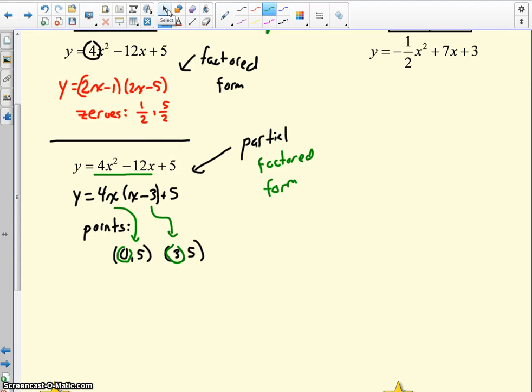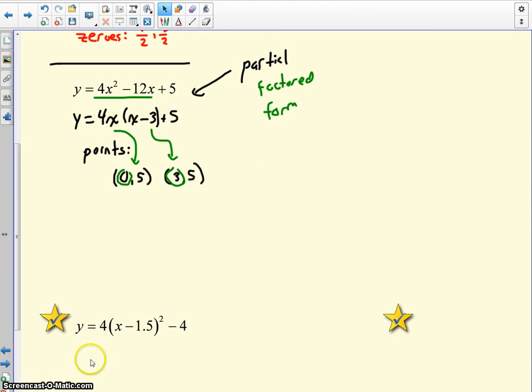So I'm not going to go through all that. We've done enough of those today, but I'll leave it to you guys to practice it to make sure you get the right answer. So on your own, make sure you can put this into vertex form. You should get 4 bracket x minus 1.5 squared minus 4.